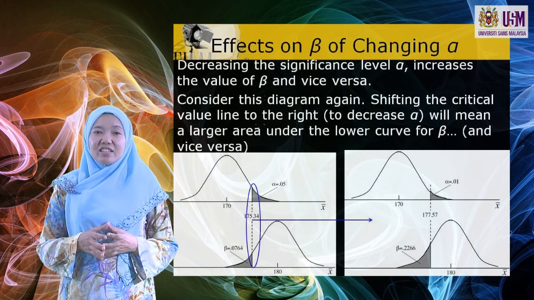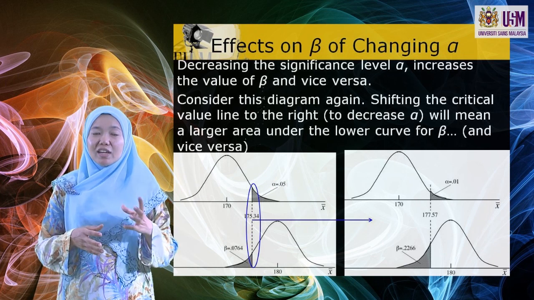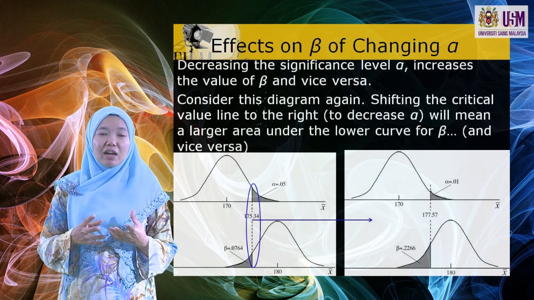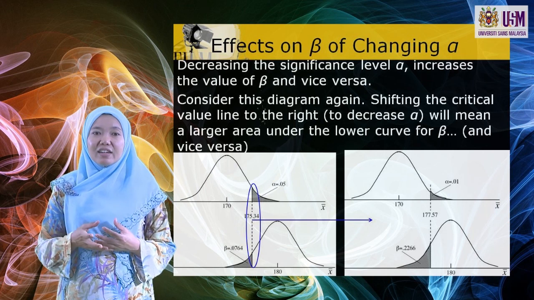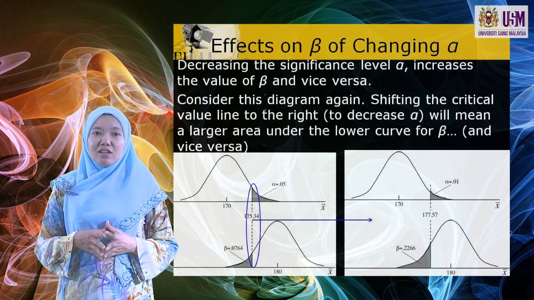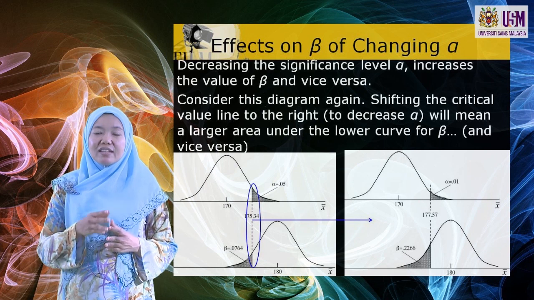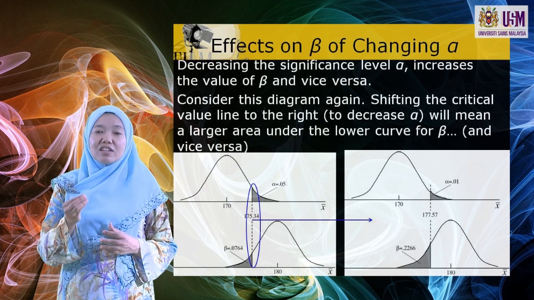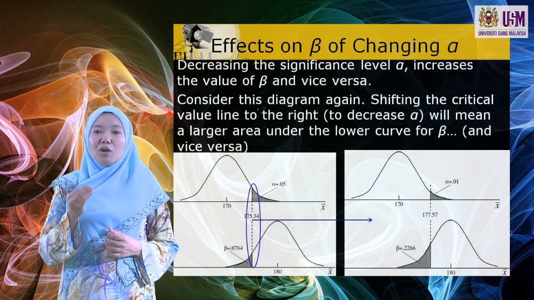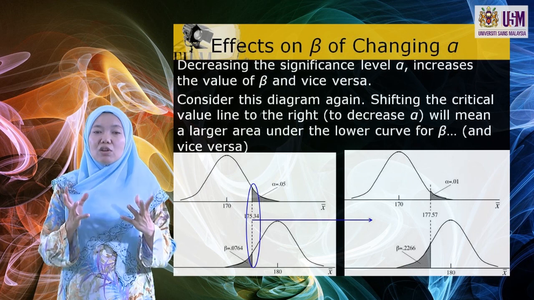We are still discussing the effect on beta as a result of changing alpha. As I told you just now, decreasing the significance level, alpha, will increase the value of beta and vice versa. Let's look at the diagram that is shown on screen. Shifting the critical value to the right, in other words, to decrease alpha, means a larger area under the curve for beta, and vice versa. So you can see that on screen.